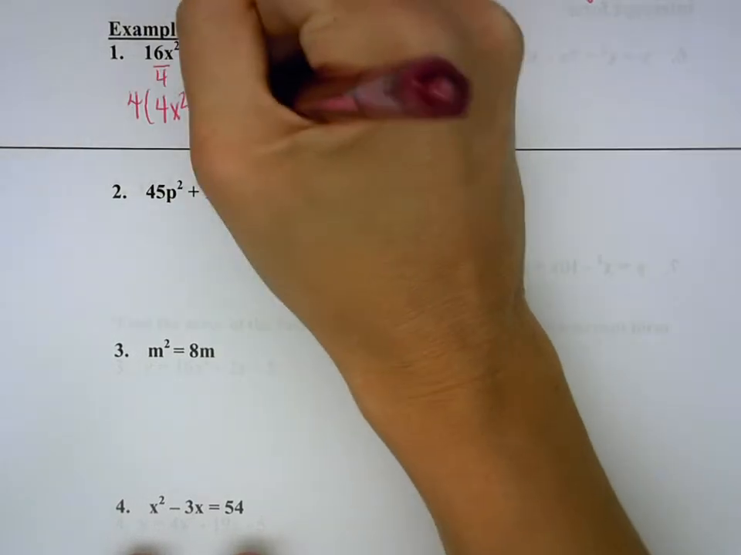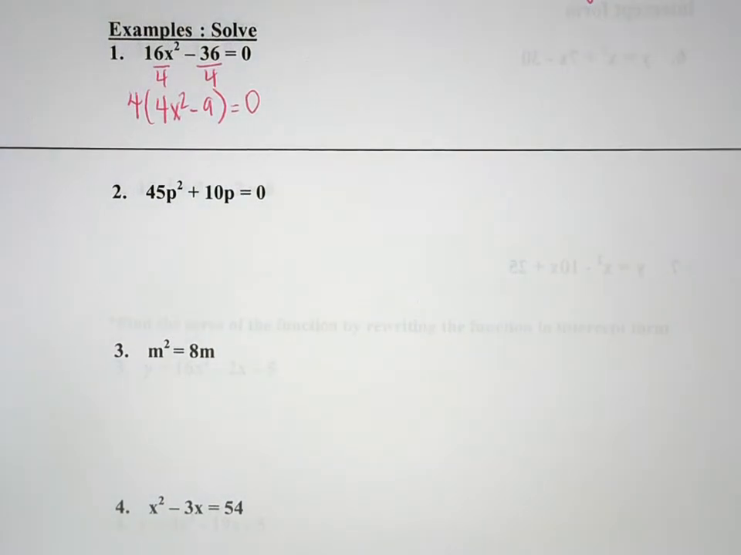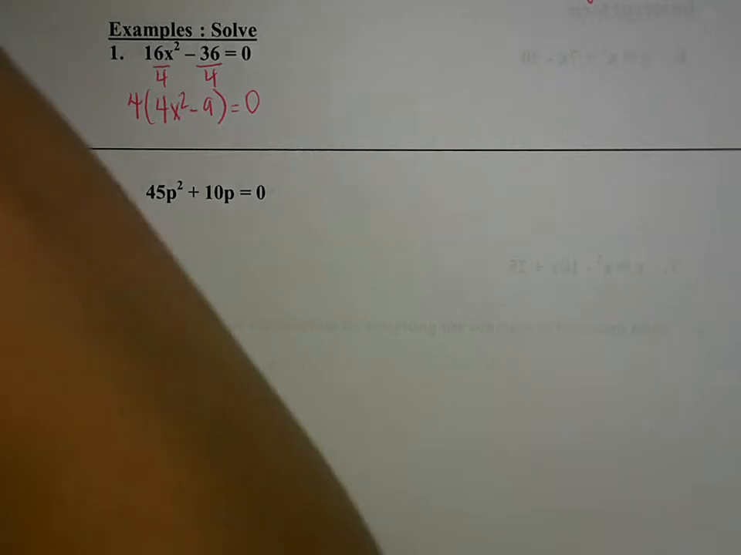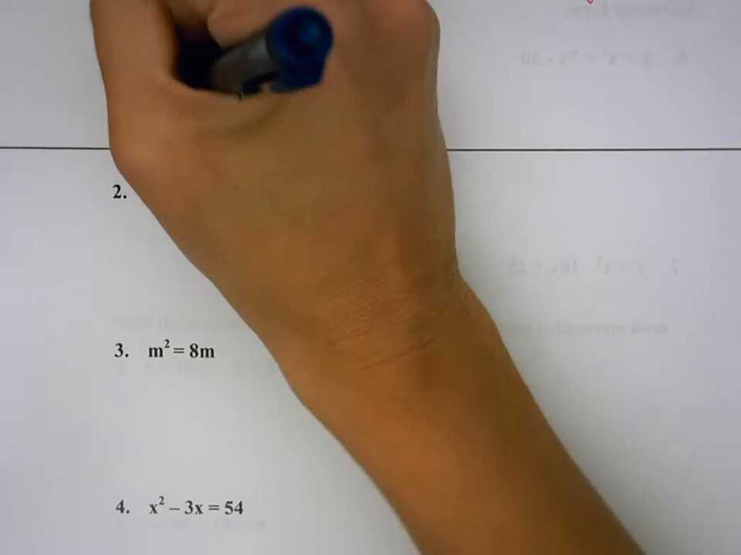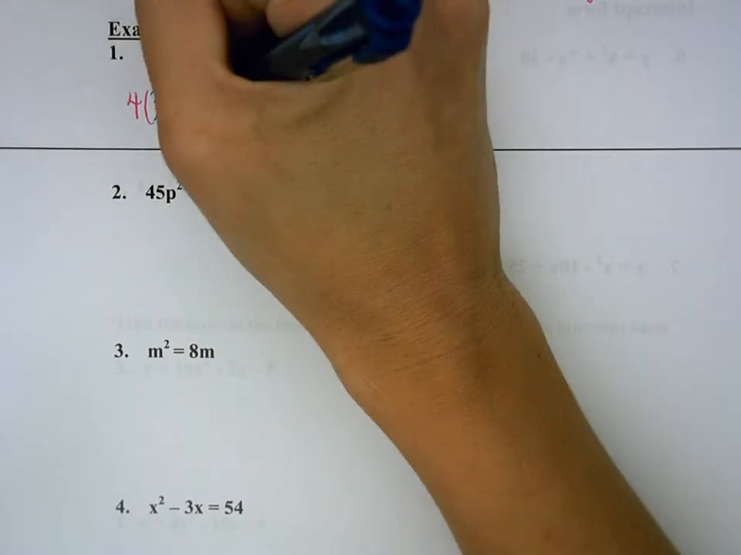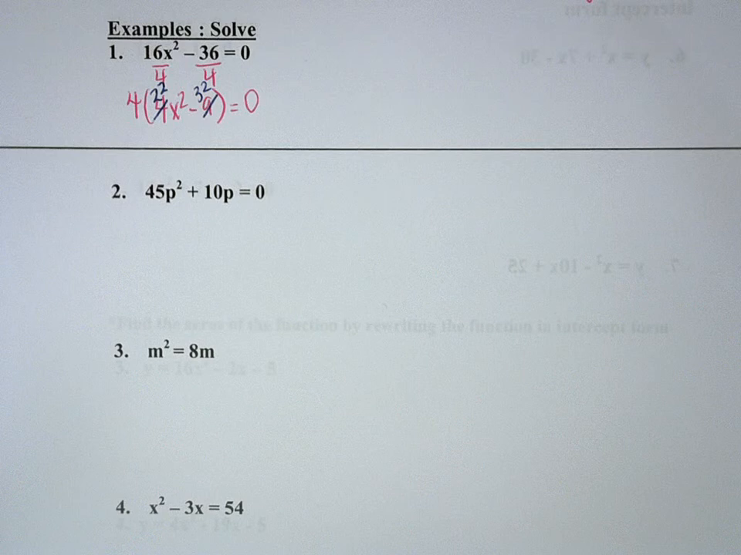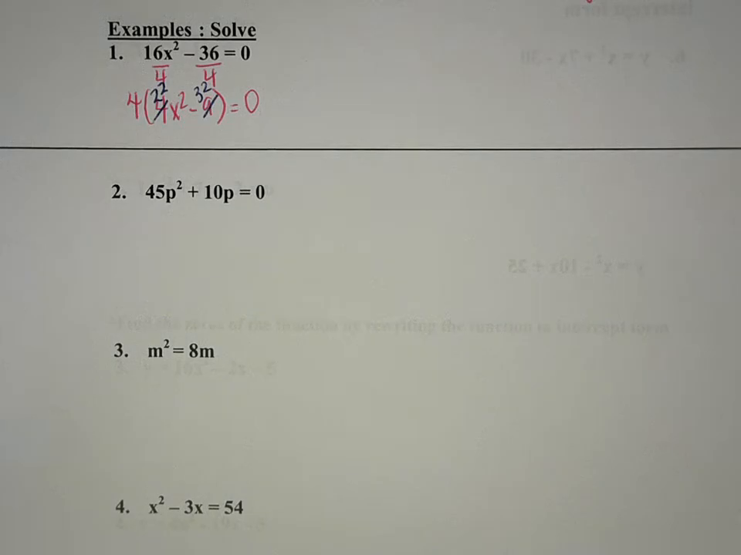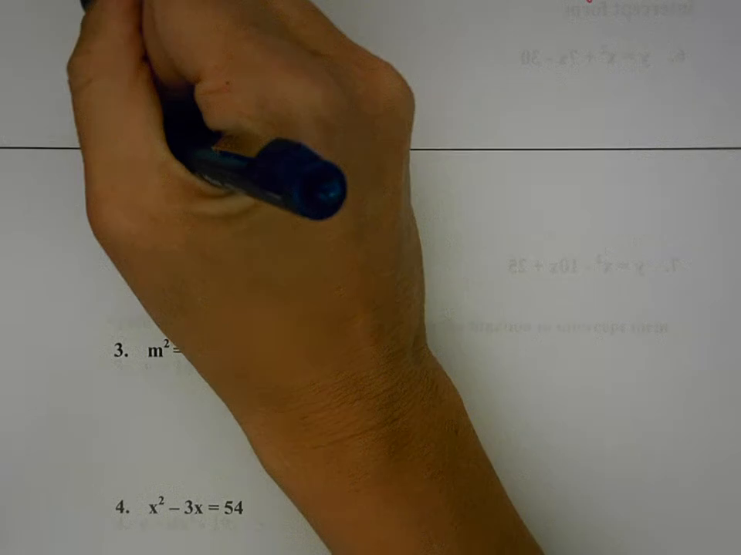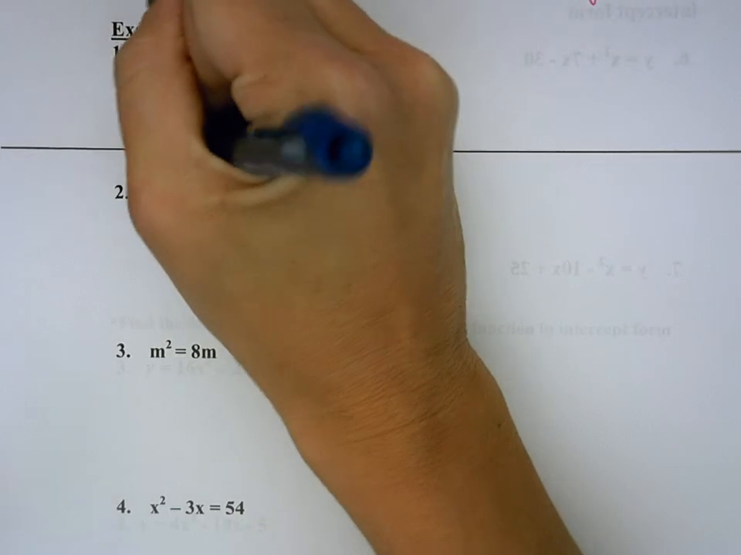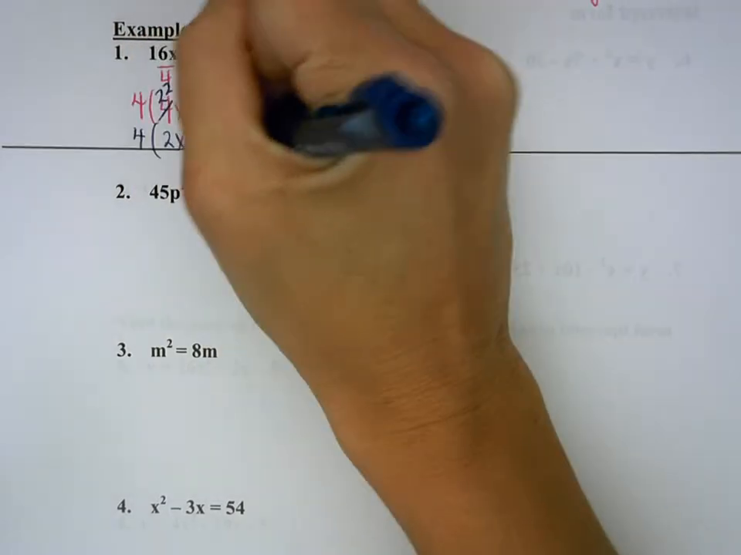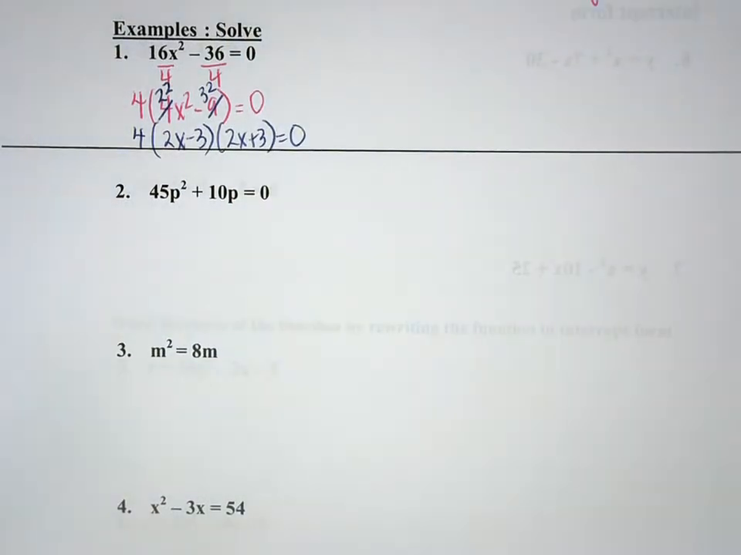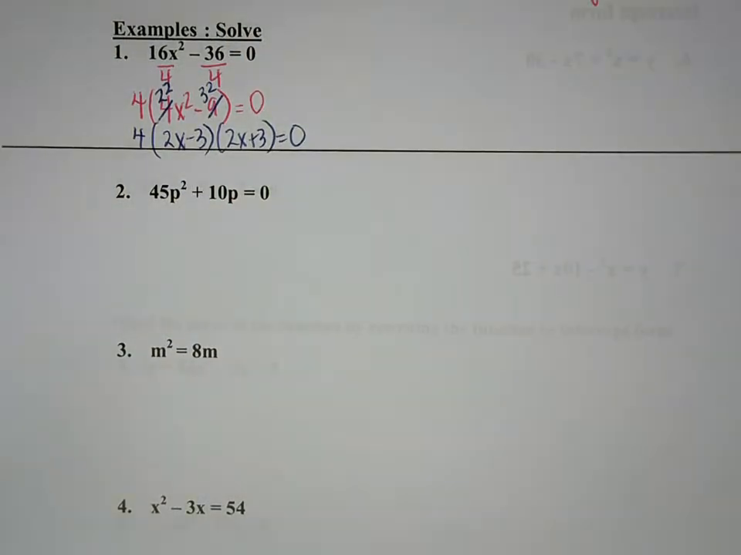Okay, when you have two terms, you want to check to see if they're squares or cubes. In this case, what are they? Squares. 4x squared is 2x squared, and 9 is 3 squared. So when we factor this, you really need to pay attention, okay? We have 4, and we get 2x minus 3 and 2x plus 3. Can I factor that any further?